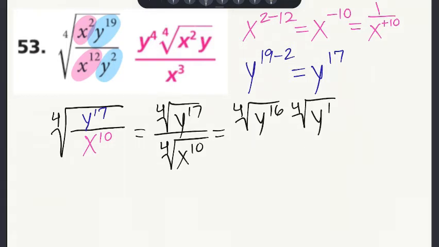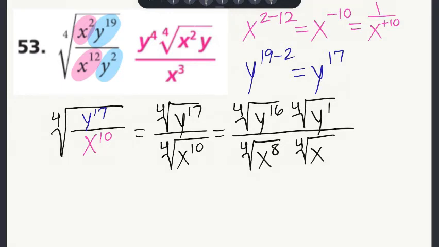So 16 plus 1, because when you multiply, you're adding, is equal to 17, just to verify. Then we have to do the same thing for x to the 10th power. We're going to choose x to the 8th power and x to the 2nd power, because 8 plus 2 will give me the 10 when I multiply them, because multiplication means addition for the exponents.